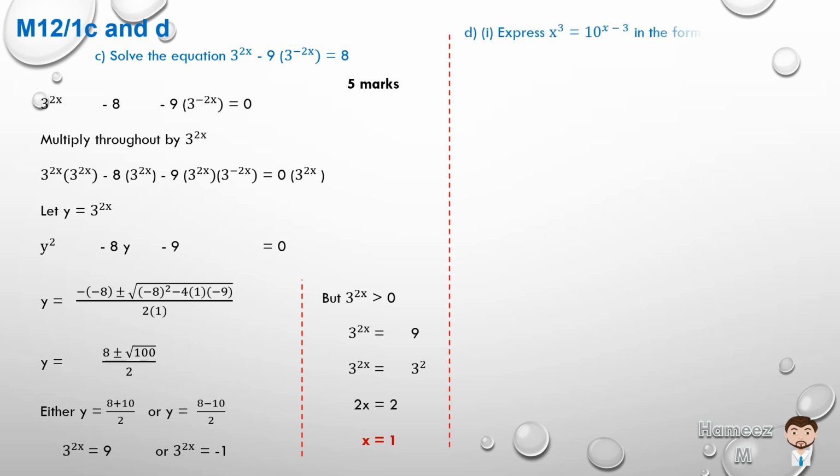For part D, express x cubed is equal to 10 to the power x minus 3 in the form log x to the base 10 is equal to ax plus b. So this is on the subtopic D, Surds, Indices and Logarithms.